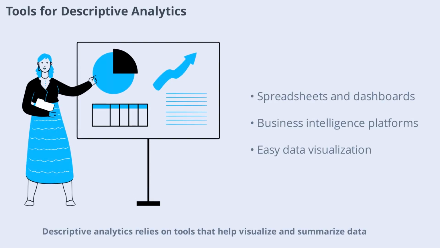Descriptive analytics relies on tools that help visualize and summarize data. Common tools include spreadsheets, dashboards, and business intelligence platforms. These tools make it easy to create charts, graphs, and reports that highlight key trends and patterns. By using these tools, organizations can quickly understand their data and communicate findings to stakeholders.